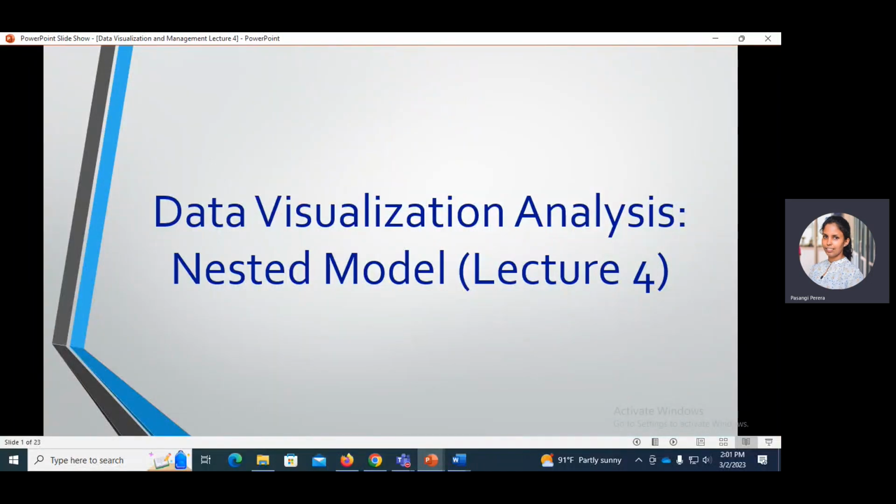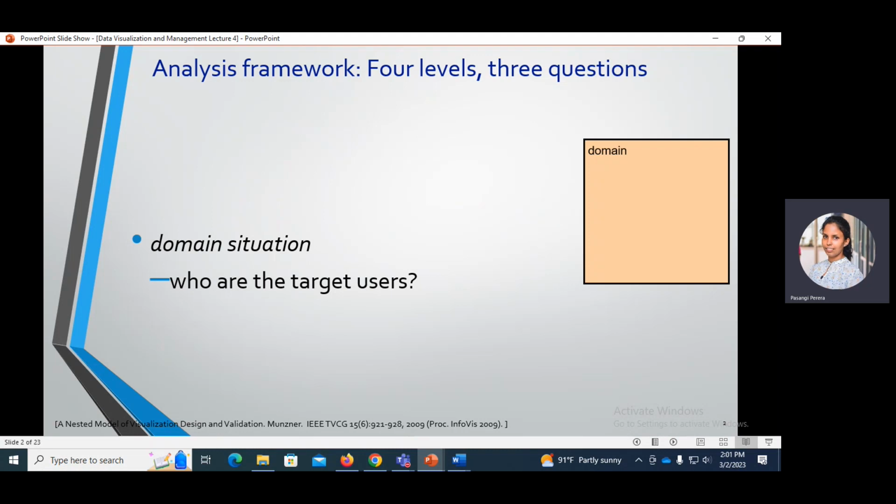So today we are going to have the fourth lecture in the data visualization analysis, data visualization and management module. Today we are going to talk about the nested models. When we talk about nested models, I find it useful to have an analysis framework to think about visualization that has four levels and three questions as well.